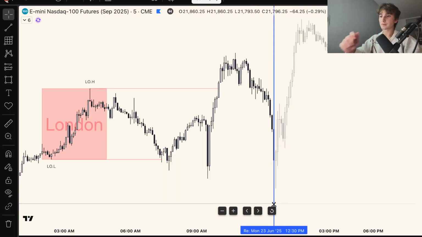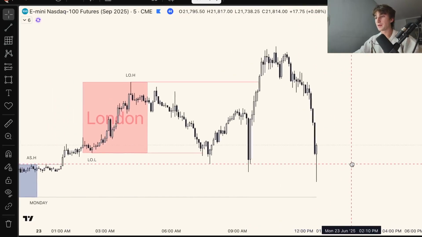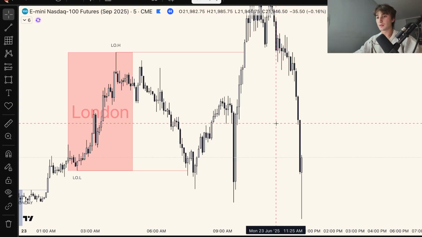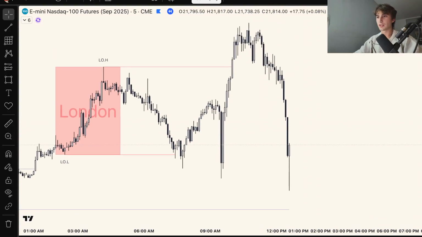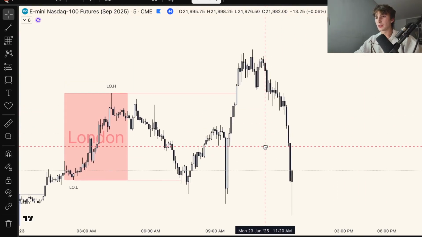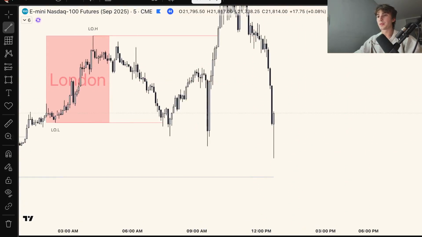So let's see here. Price going into the morning, or this is actually like some lunch hour stuff. Let's still check it out anyways. Or should we go even earlier? Looks kind of choppy. Let's look here.